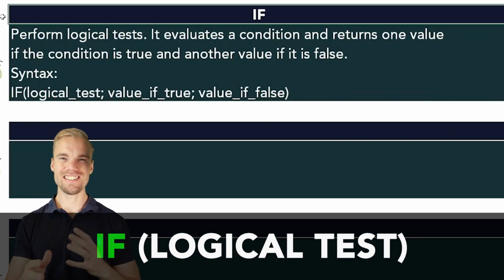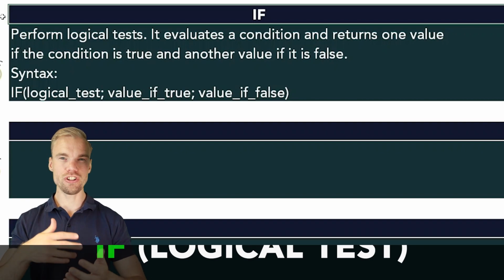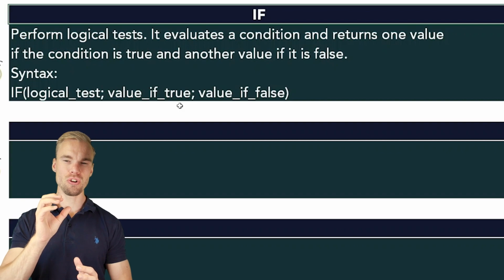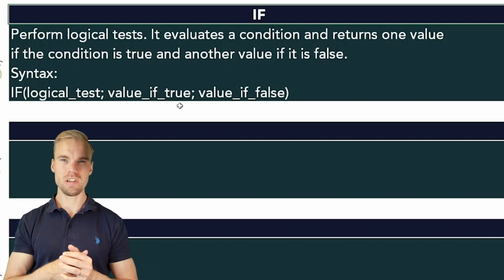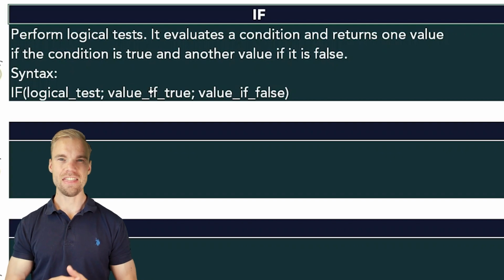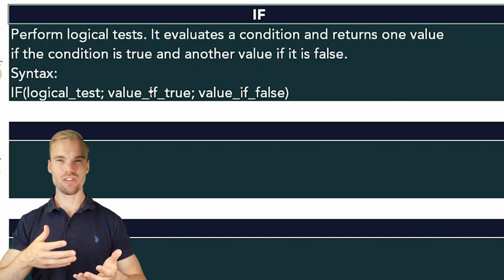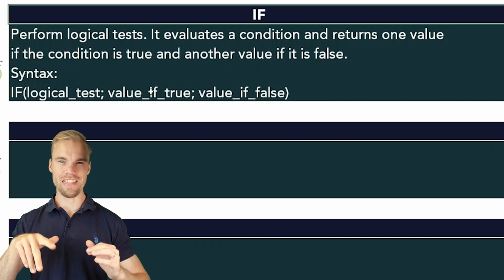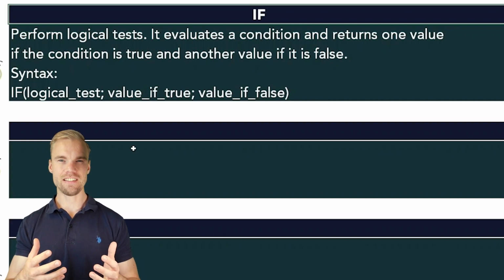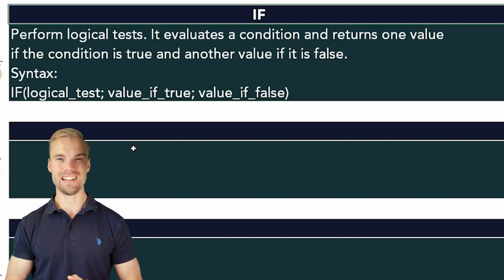And what it does is that it performs a test, a logical test, and it evaluates a condition. And if it's true, one value will be returned. And if it's false, another value will be returned. And the syntax is first your logical test. Then the next argument is what should be returned if it's true. And then the last argument, what should happen if it's false.